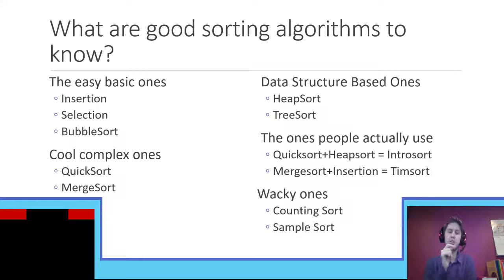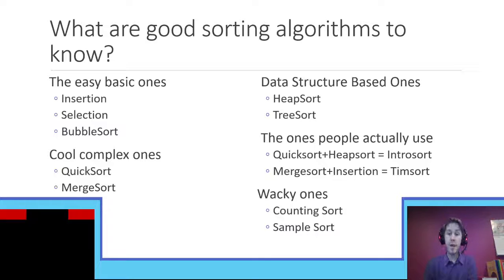Knowing about the data structures based ones are also useful, if only because they're interesting for studying data structures while still being conceptually simple once you have the data structure ready. Heap sort uses a heap to very efficiently sort items, and tree sort uses a binary search tree.